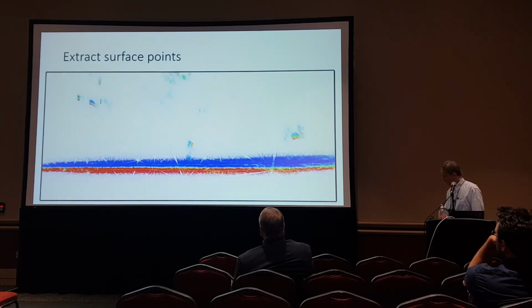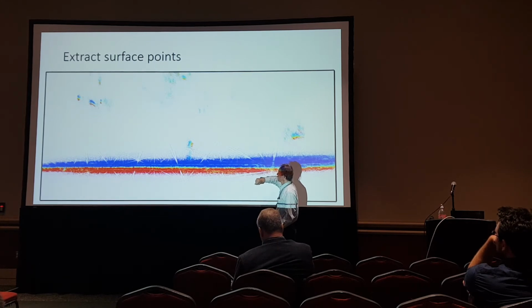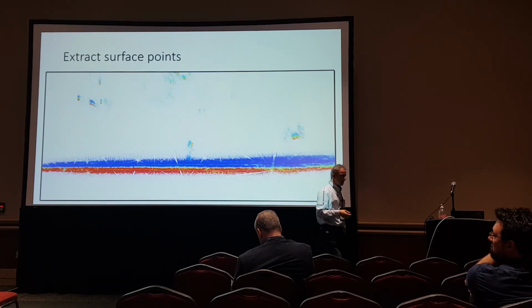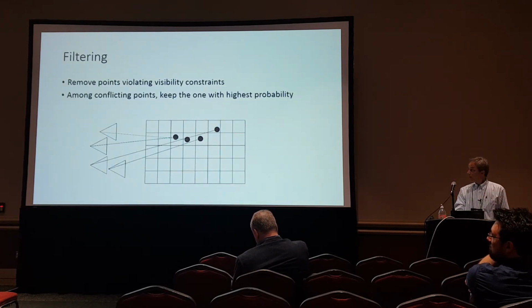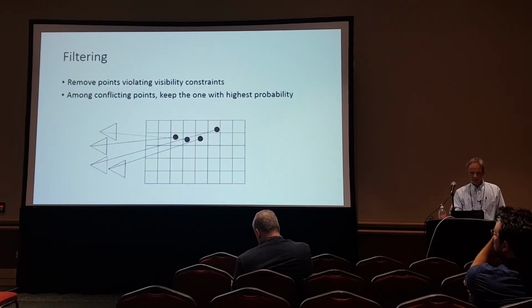So then in the end, we have these cumulative distance functions, and red means we're probably in front of the surface, and blue means we're probably behind the surface, and we're trying to extract the surface where that has the highest probability in the octree. And finally, there's some filtering. After we have extracted different surface points for the different views, some of them might conflict, and we pick the one with the highest probability and get rid of the other ones based on probability constraints.